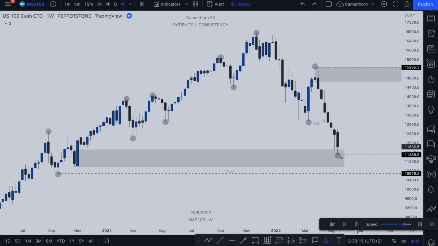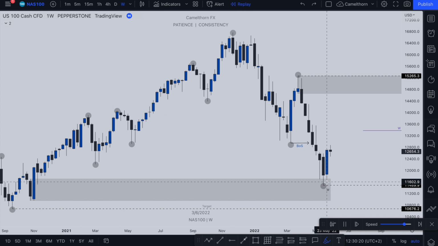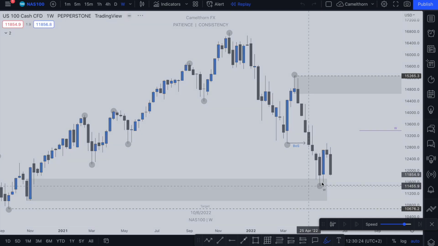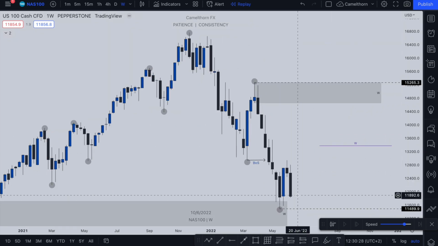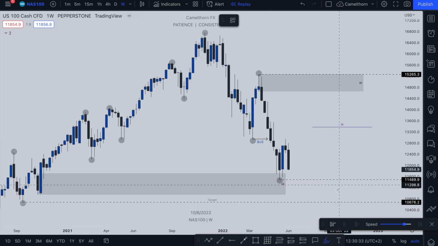What we can see, if we play price forward, is that we did have a nice strong initial bullish reaction off of this weekly demand zone, and after that reaction, price action has now rolled over. So what are we seeing on Nasdaq right now?